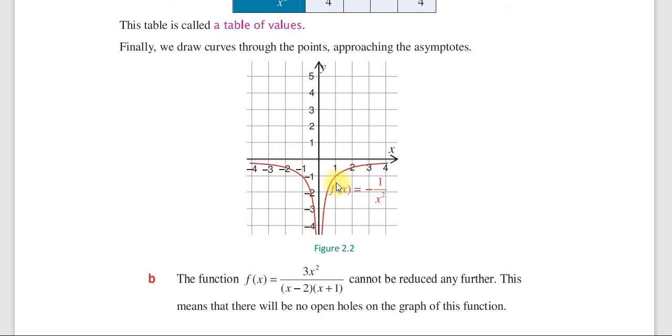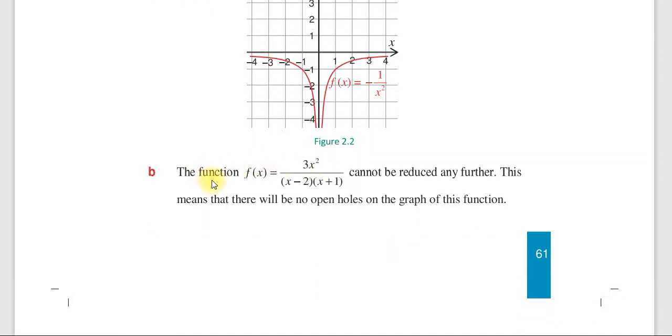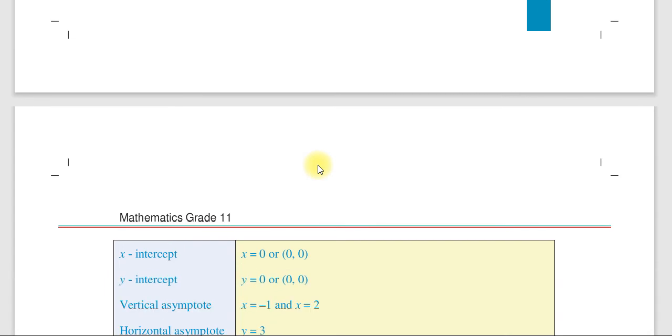ኦኬ ስለዚህ ቨርቲካል ማን ነው አክሲሶቹ ሁለቱም አክሲሶች አሲምፕቶት ናቸው። ኤክስ አክሲስም አሲምፕቶት ነው፣ ዋይ አክሲስም አሲምፕቶት ነው ማለት ነው። ቢ ደግሞ ይሁት ይሄም ወደ ላውስት ተርም ሪዲዩስድ መሆን አይችልም። ስለዚህ ሆል የለውም ማለት ነው። ሆል የለውም። ከዛ ምን እንፈልጋለን?